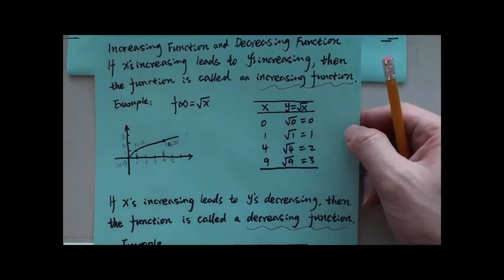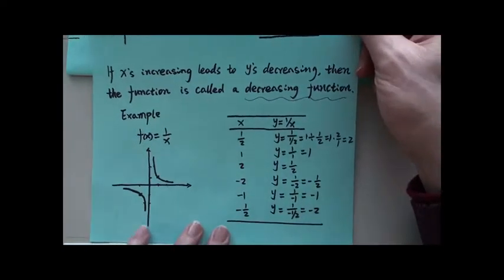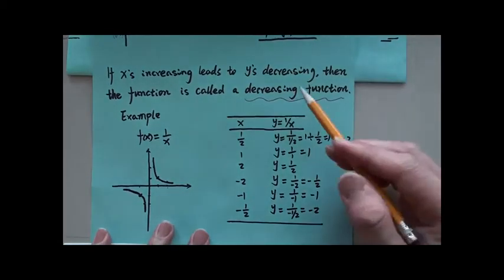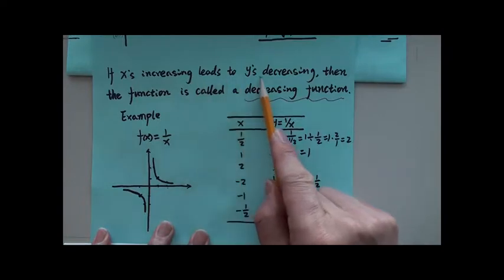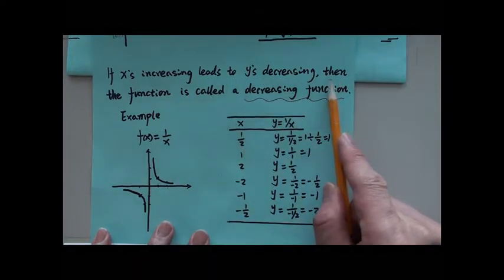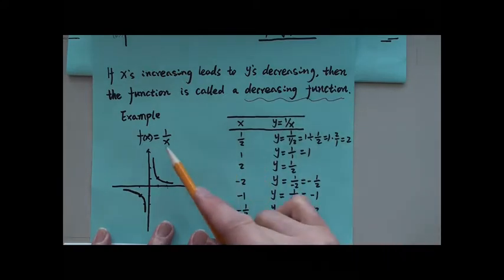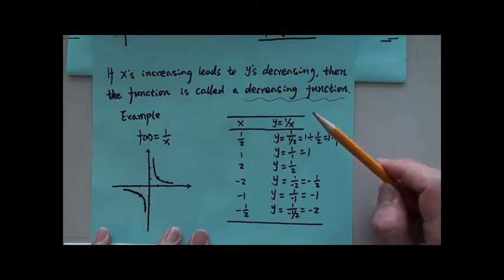There is another kind of function which is called a decreasing function. Here is the example. If x increasing leads to y decreasing, then the function is called a decreasing function. Here is f of x equals 1 over x. Everyone knows.